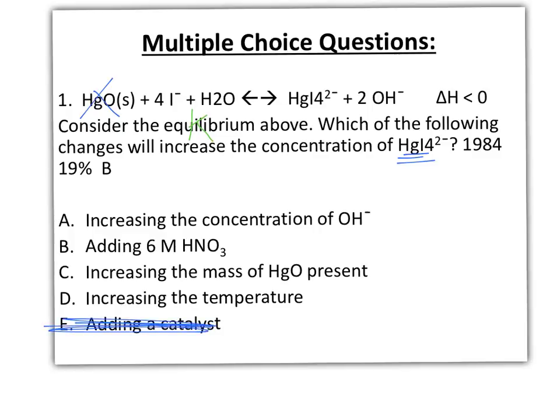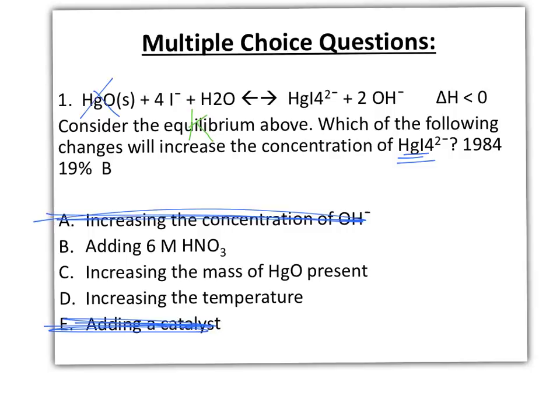It has no effect. Catalysts don't do anything to equilibriums, right? They just make it happen a little bit quicker. Now, let's go back up to A. Increasing the concentration of OH minus. We definitely know that's wrong, right? Because that's increasing the product. That's getting us away. So that knocks A out. All right. Adding a 6 molar, what is that thing?